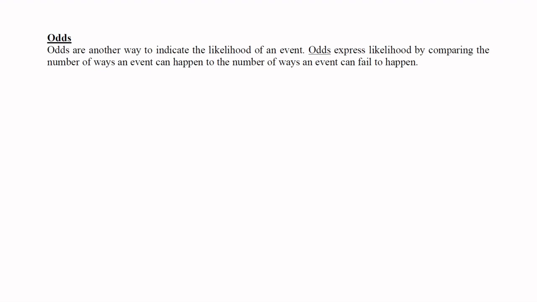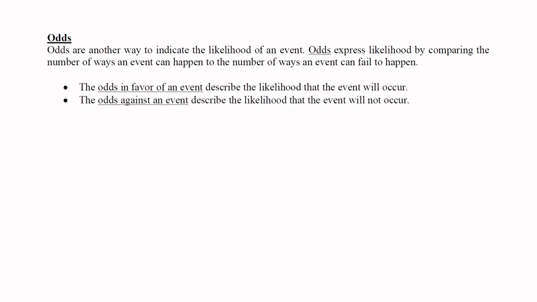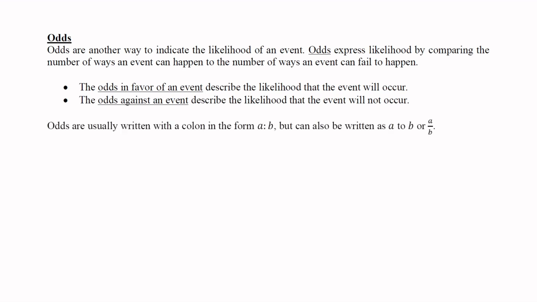Odds are another way to indicate the likelihood of an event. Odds express likelihood by comparing the number of ways an event can happen to the number of ways an event can fail to happen. The odds in favor of an event describe the likelihood that the event will occur. The odds against an event describe the likelihood that the event will not occur. Odds are usually written with a colon in the form of A to B, but can also be written as A to B in words or A over B.